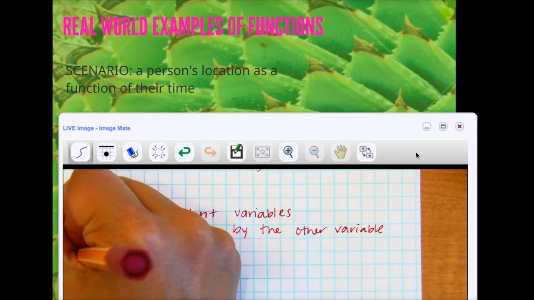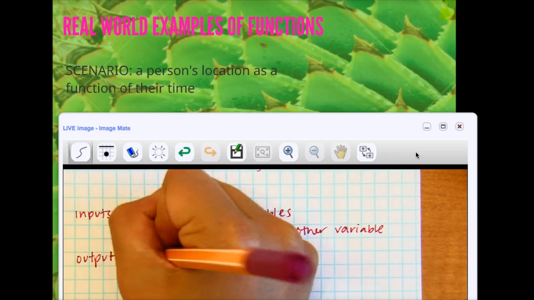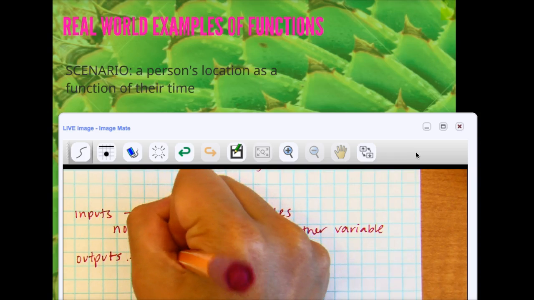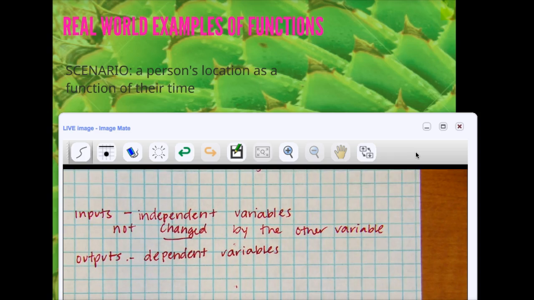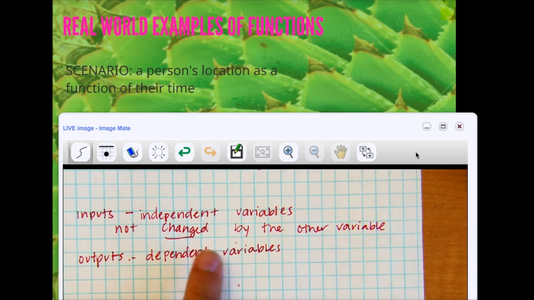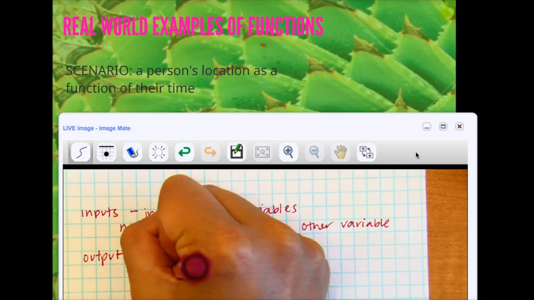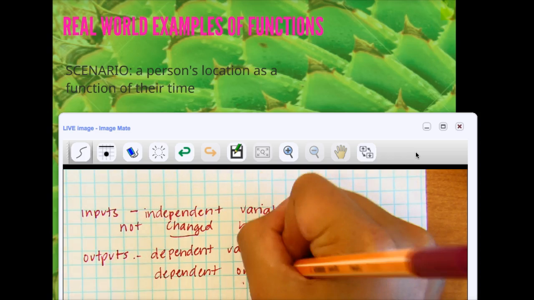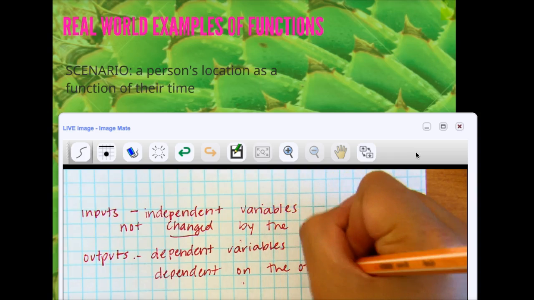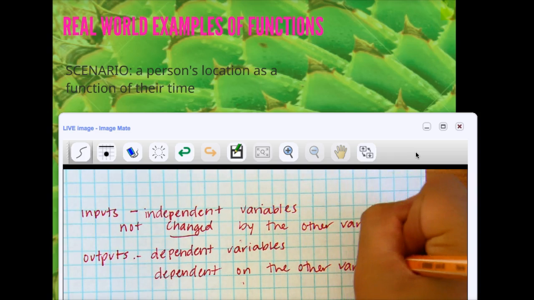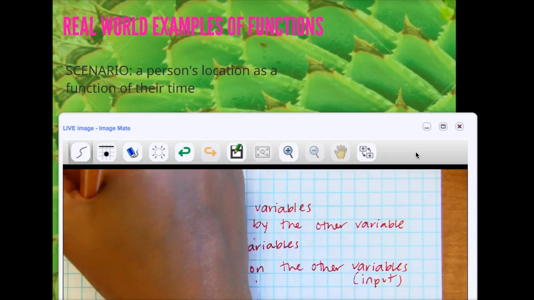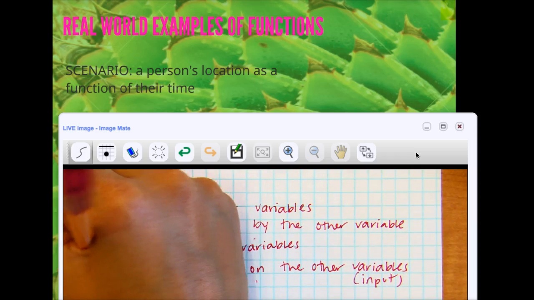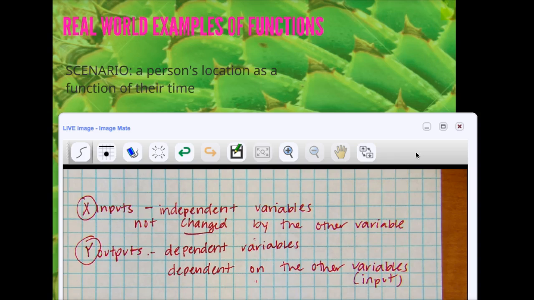Versus my outputs are my dependent variables. And in this case, they are changed by the other variables. So they're dependent on the other variables or the input. So remember, my inputs are always my x values, outputs are always y values.